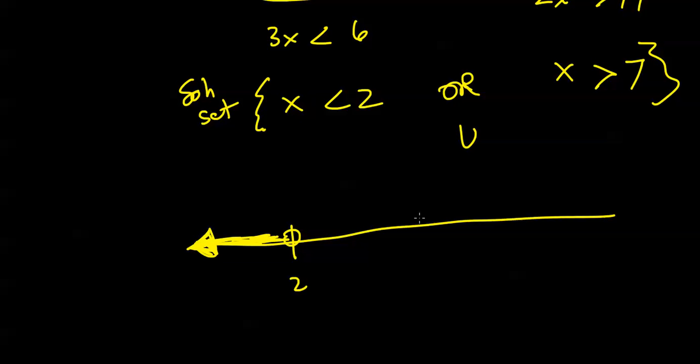a broken interval or broken intervals of numbers on the number line. Greater than 7 means to the right of 7. Less than 2 means to the left of 2. So there's my solution set, and there's my graph.